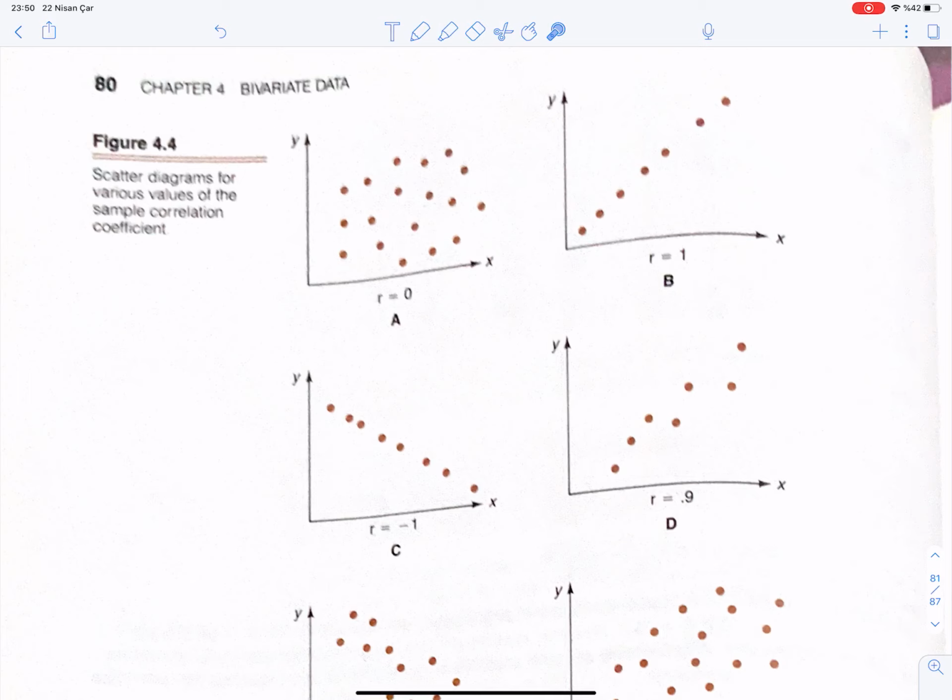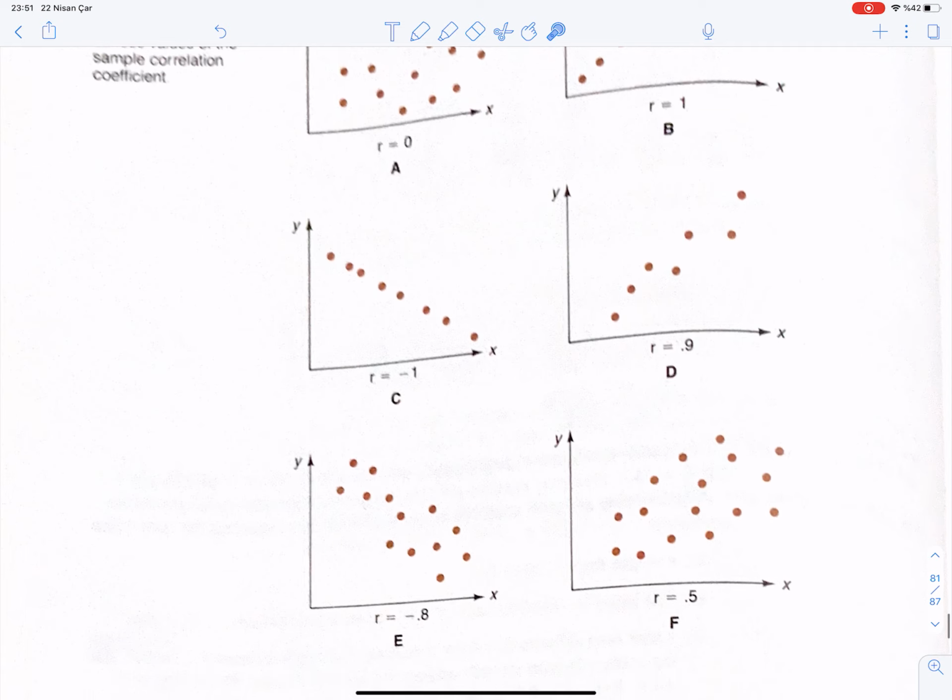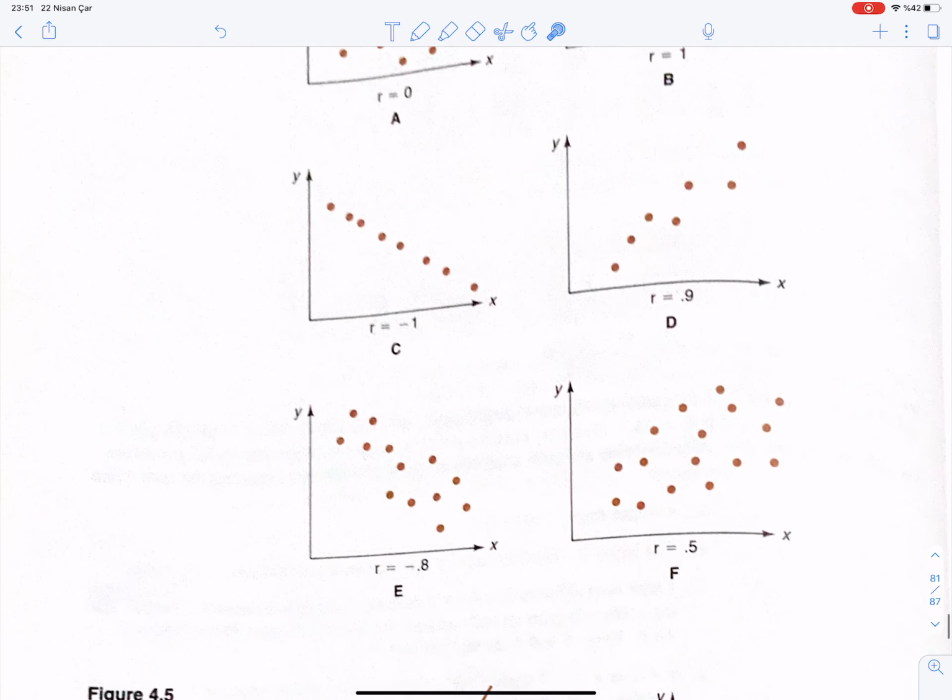And this one, you can have a straight line representing the dots. So this one is a strong correlation, which is 0.9. And this one is also a very strong relationship, but it is a reverse. You have a reverse line, and the Pearson correlation is calculated to be -0.8.